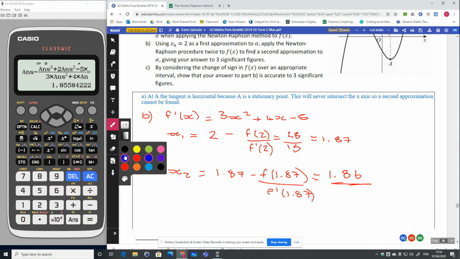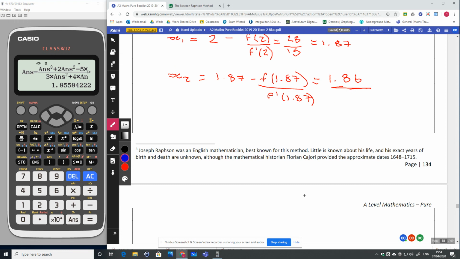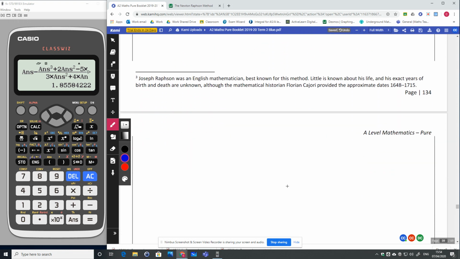For part C, by considering the change of sign over an appropriate interval, show that the answer to part B is accurate to 3 significant figures. This is exactly the same as what we were doing previously. So if I'm using 1.86, I'm going to do f of 1.855, which is equal to minus 9.85.